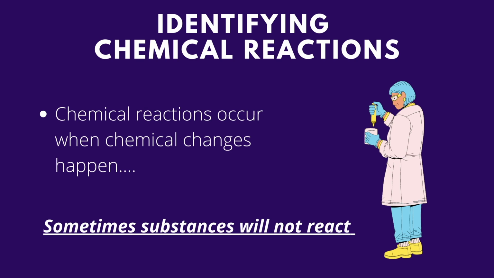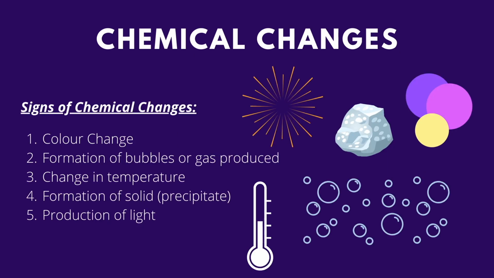To identify chemical reactions, it's important to know chemical changes because chemical reactions occur when chemical changes happen. It's important because sometimes substances will not react and a chemical reaction will not actually even happen. So it's important to know when it's happening and when it's not. So for this, we need to know chemical changes. So the signs of chemical changes include the following.